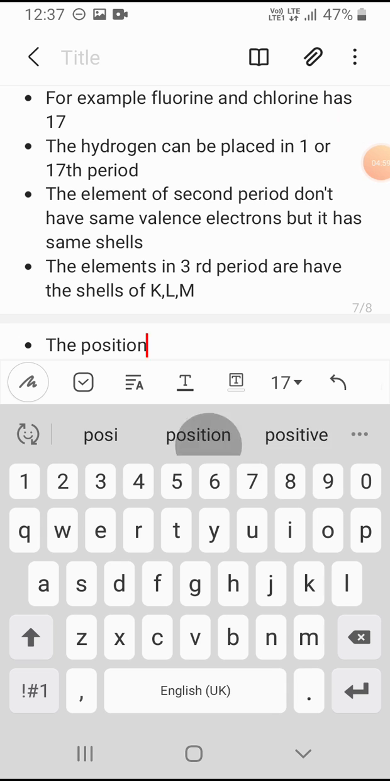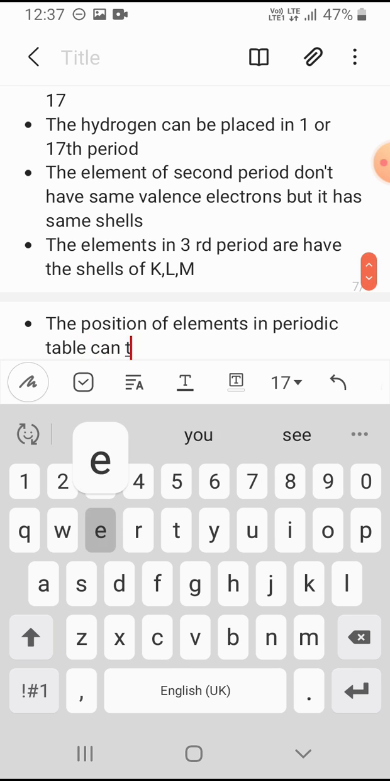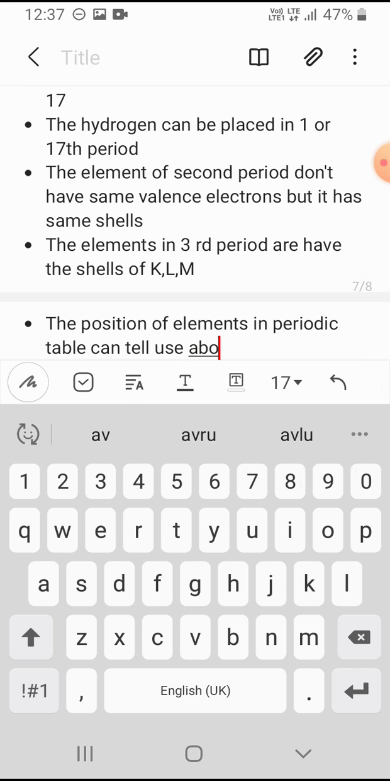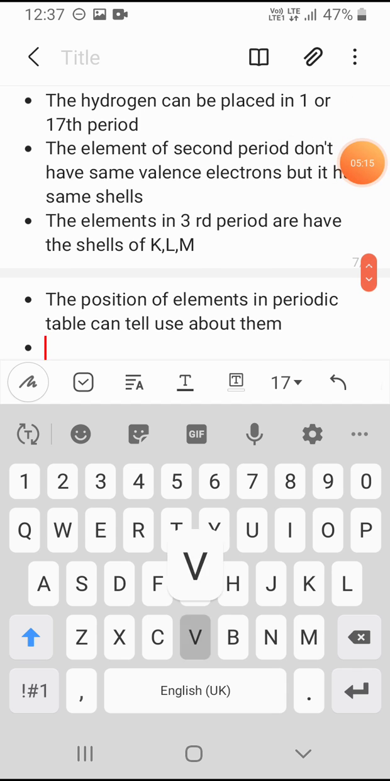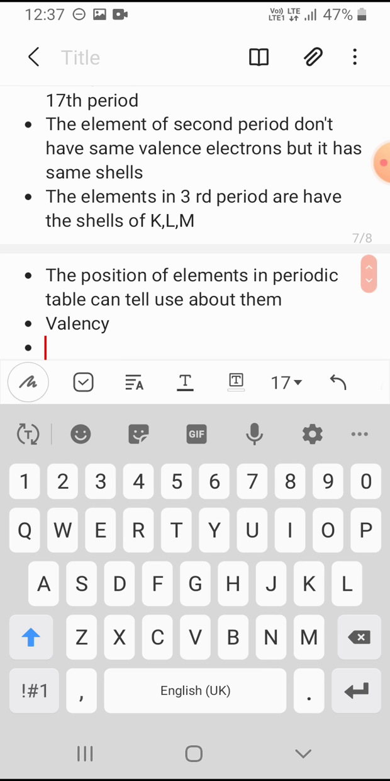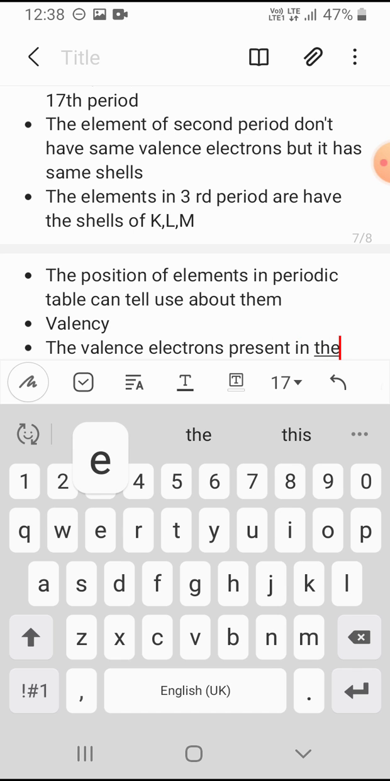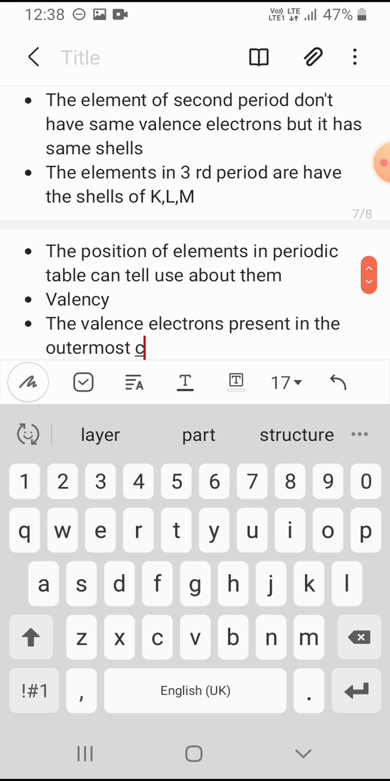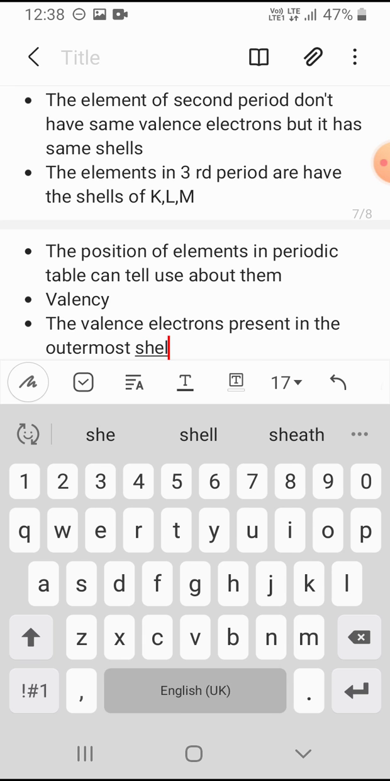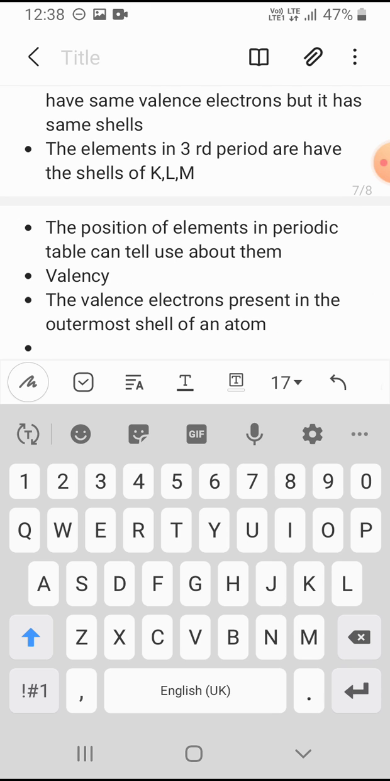The position of elements in the periodic table can tell us about the element. Valency: what does valency mean? The valence electrons present in the outermost shell of an atom are called valency or valence electrons.